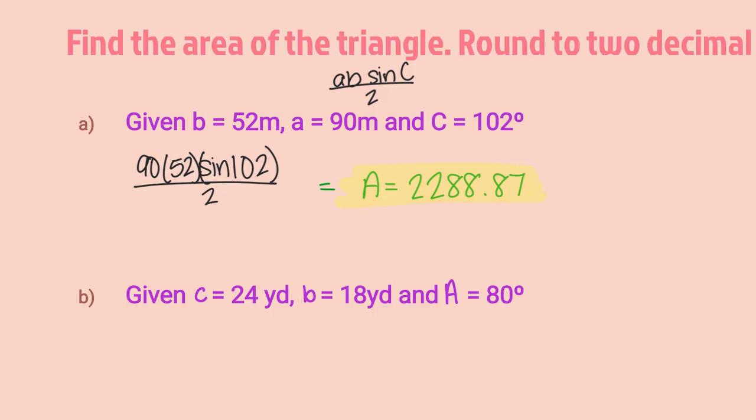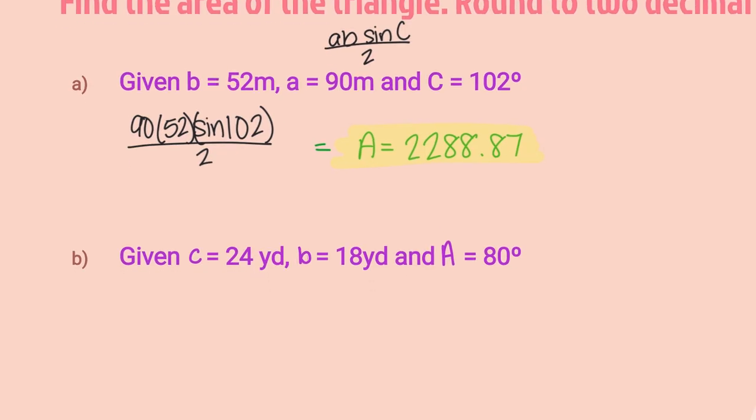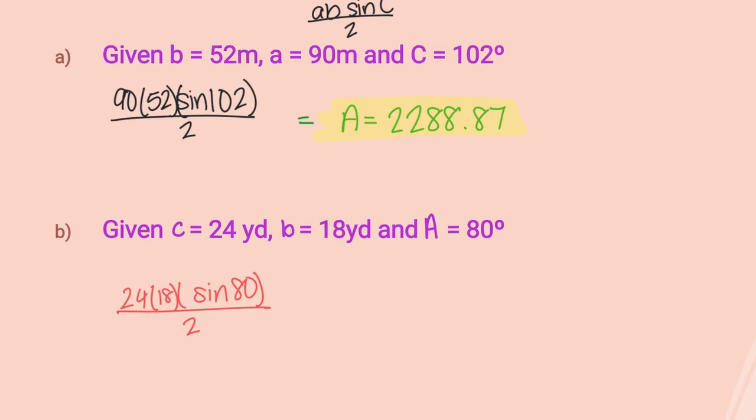Okay, looking at the next one. All right, so same thing for this one. I'm just going to go ahead and write the rules so we have it. I'm going to use the angle with my sine. So sine angle A, which is 80. And because that's A, that means B and C have to go in front. So it's 24 times 18. And I'm still multiplying that times sine 80 and dividing it by 2. So this is what I have.